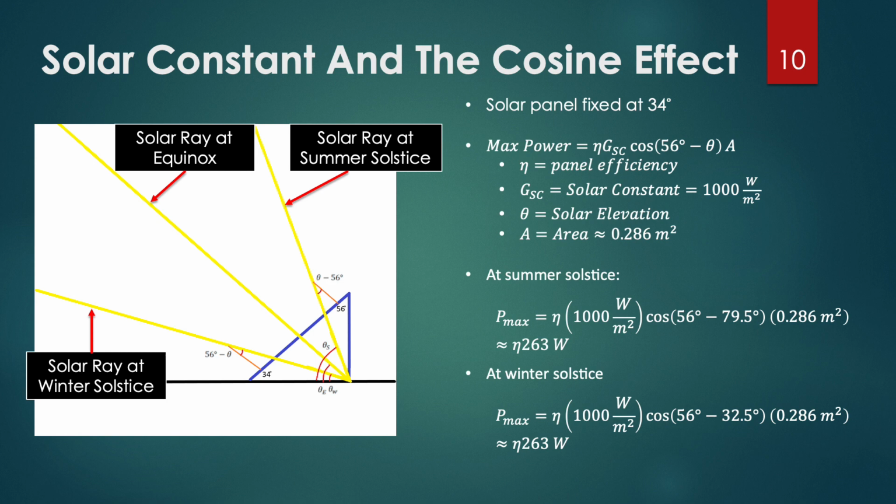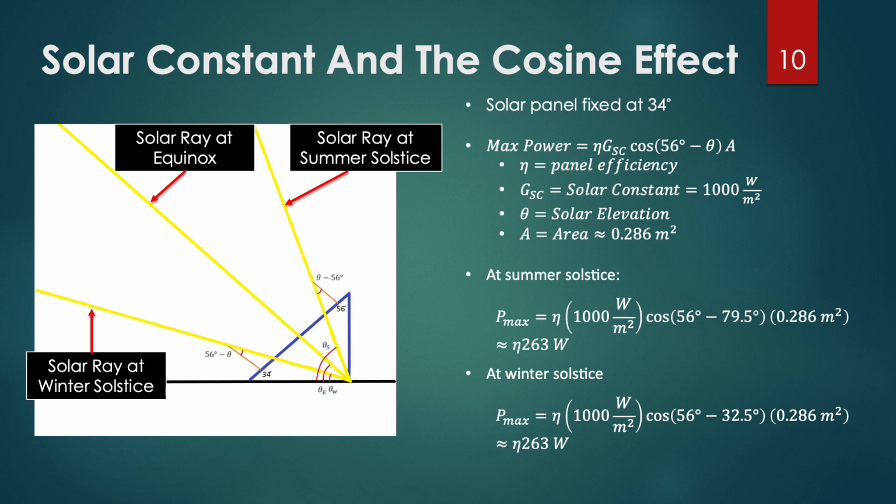And so that is known as the cosine effect. And so here is a little equation where we can predict the maximum power that we are able to get at different elevations. And this is all assuming the time is at noon and our panel is facing 180 degrees south, and it is elevated, and our panel is oriented at 34 degrees. So to calculate the maximum power, it's going to be our efficiency times the solar constant times the cosine of 56 degrees minus our solar elevation times the area of our solar panel.